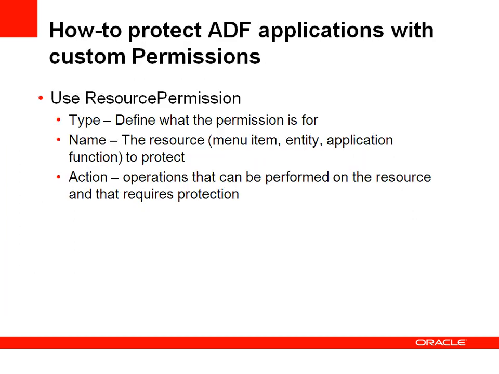What we want to show in this little video is how you use the resource permission class to define your own permission to protect a resource, like a menu item or like an entity, for a functionality that's not protected by the framework itself, or by protecting a specific application functionality. The action that you specify on this resource permission describes the operation that could be performed by the user.